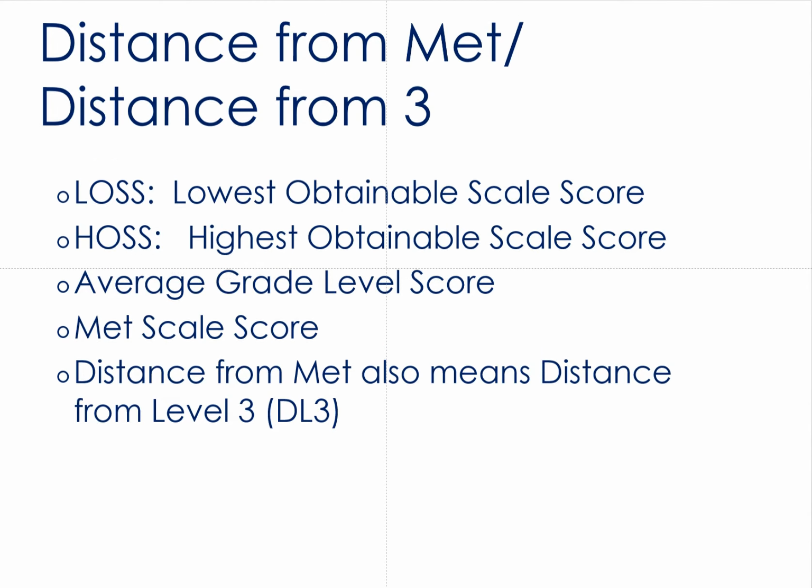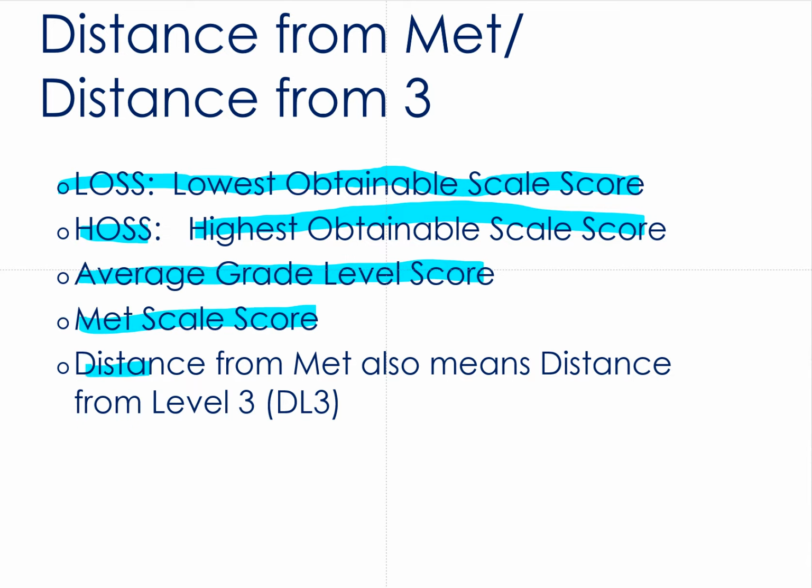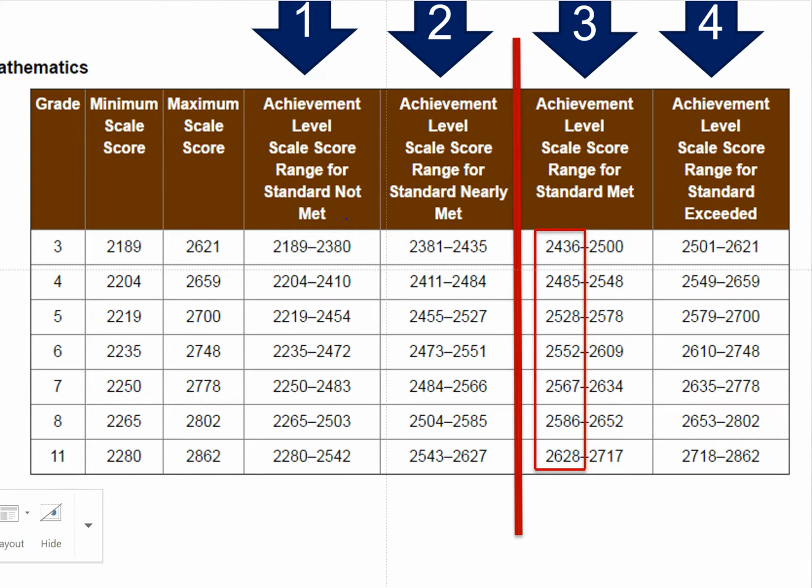But this one concept that's really important to understand is this idea of distance from MET or distance from level 3, because this is where all those points are coming from. So there's going to be some terminology we're going to need to be familiar with, such as LOS, which is lowest obtainable scale score, HOS, which is the highest obtainable scale score, the average grade level score, and the MET scale score, and then distance from MET, which also means distance from level 3. So what does that mean? Let's look at this slide.